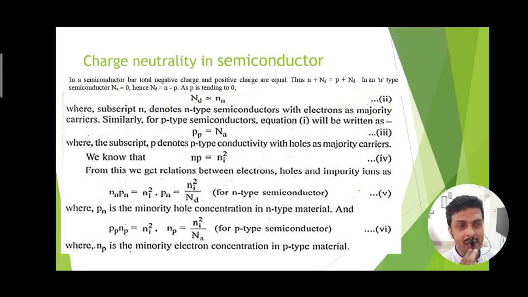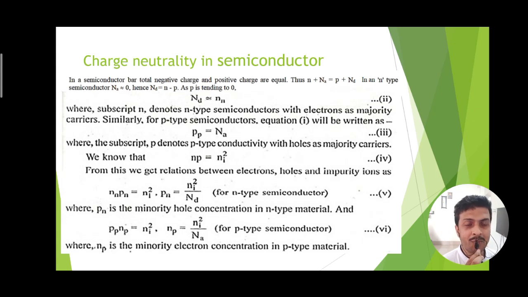Now the suffix N stands for N-type semiconductor. Similarly, for P-type semiconductor, we can write p suffix p is equal to N suffix A. So here N suffix N or p suffix p stands for the majority carrier concentration in the N-type or P-type semiconductor. Now as per the mass action law, we know the product of the electron concentration and hole concentration in an extrinsic semiconductor is equal to the square of the intrinsic carrier concentration.